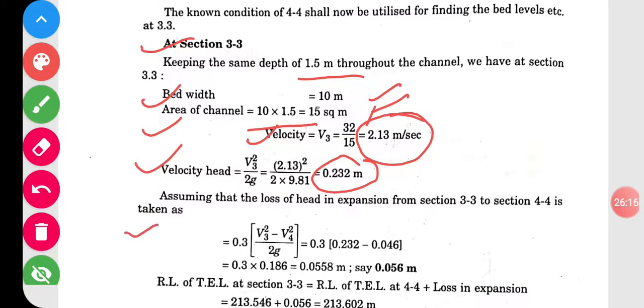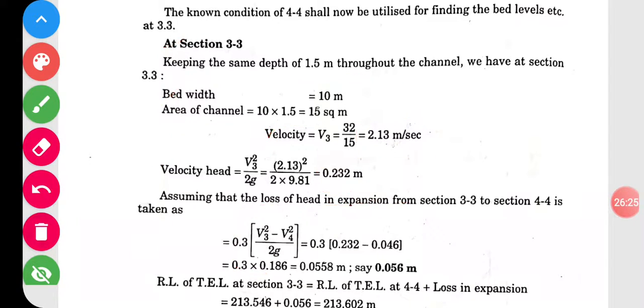Once you get the velocity head, a different formula is there to calculate the loss of head. I will tell you next what is done. The loss of head is due to expansion, because the water flows from section 2-2 to section 3-3. So you have to calculate the loss of head. The loss of head is at section 4-4 and is to be considered in section 3-3. So how is it calculated?